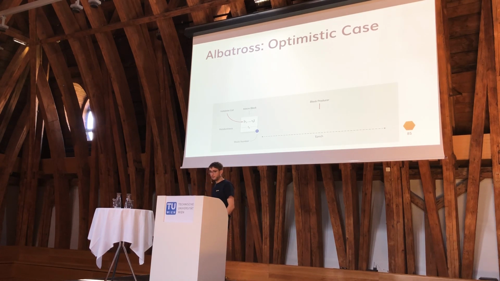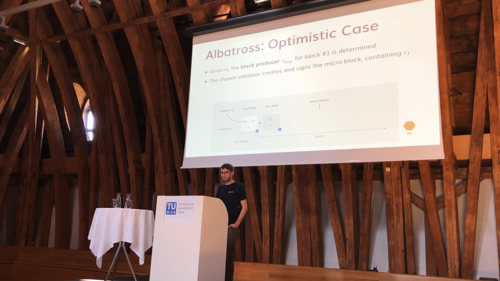So now we talk about the optimistic case. In the optimistic case, we assume that everyone's honest. So this is a very fast way. Given the randomness R0 here, in the macroblock, we can determine the block producer for block number 1. The chosen validator then creates and signs this microblock. There's one deterministic block producer for block number 1 that just takes some transactions, puts them into the block, signs this block, and sends it out to the network. So very fast. And this process just continues until m microblocks, and this is a parameter of the blockchain, have been produced.